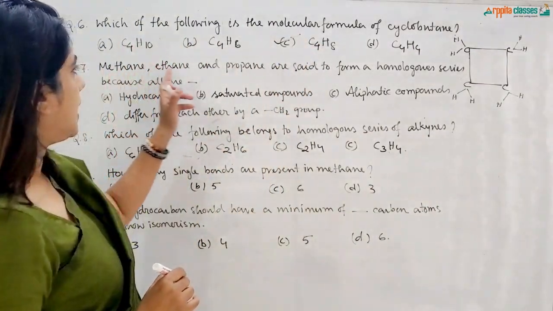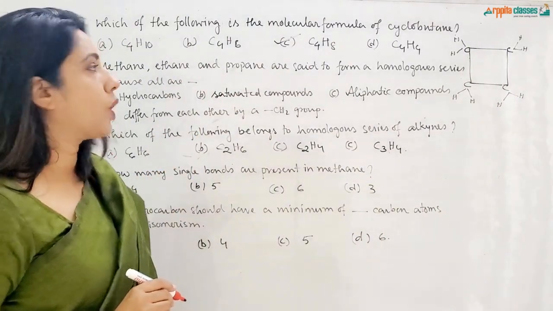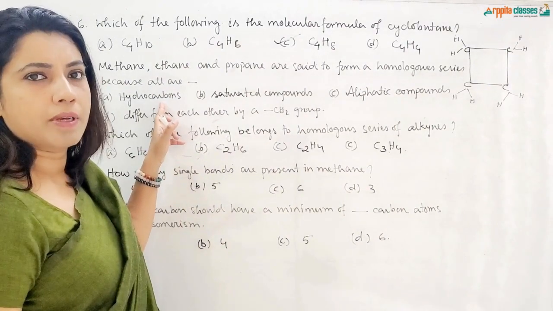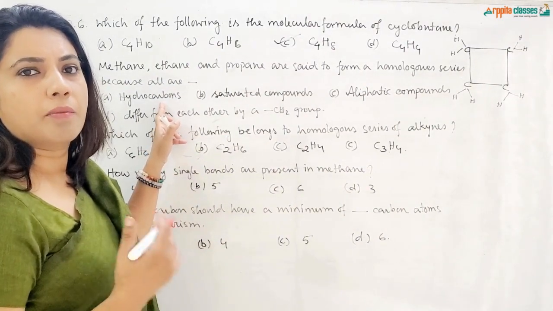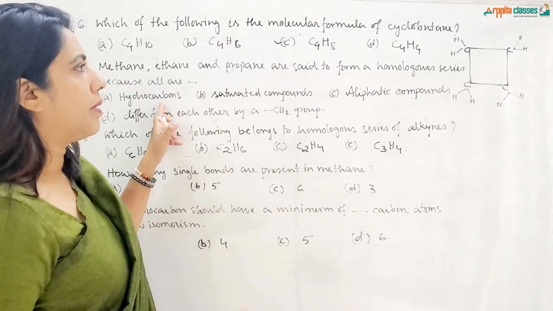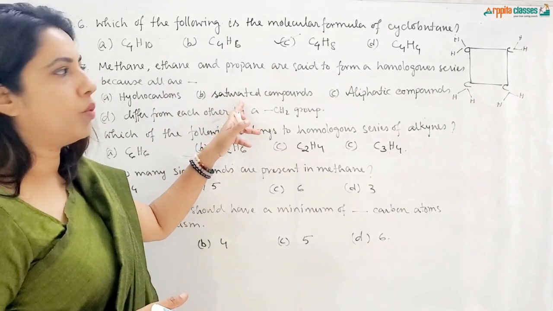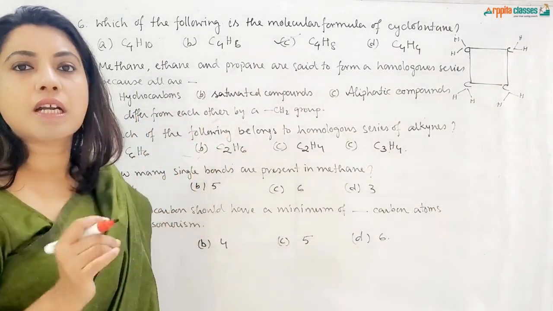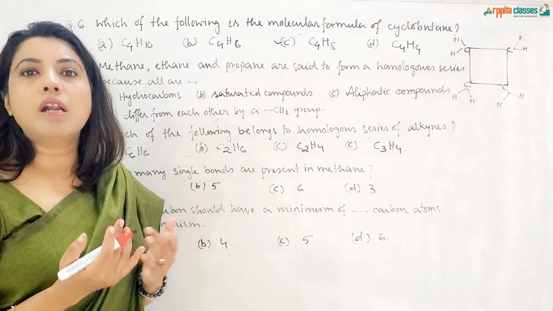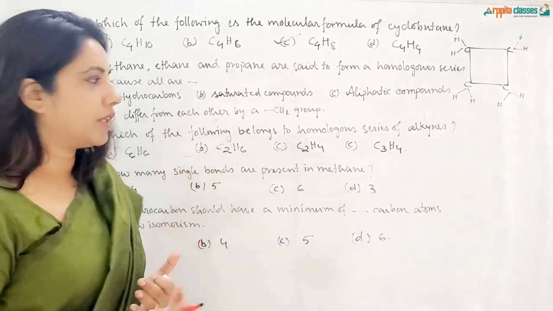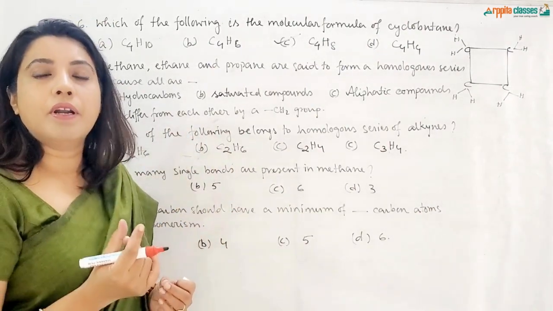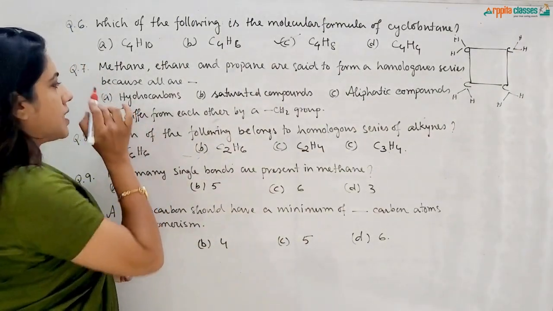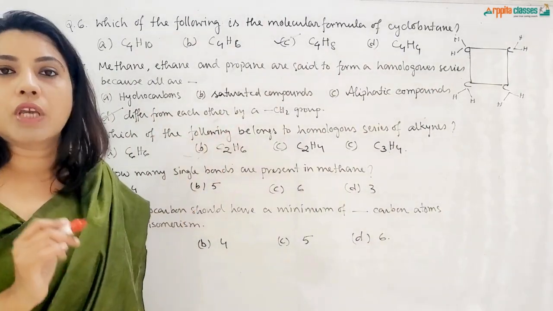Next question is, methane, ethane and propane are said to form a homologous series because they are hydrocarbons. No, because there are many hydrocarbons, even ethene, ethyne, propyne, butane, many compounds are hydrocarbons. Saturated compounds, no. Aliphatic compounds, no. Differ from each other by a CH2 group. This is the criteria when compounds are said to be homologues of each other, that every member should differ by a CH2 unit or 14 molecular mass. So this is the right option, differ from each other by a CH2 group.